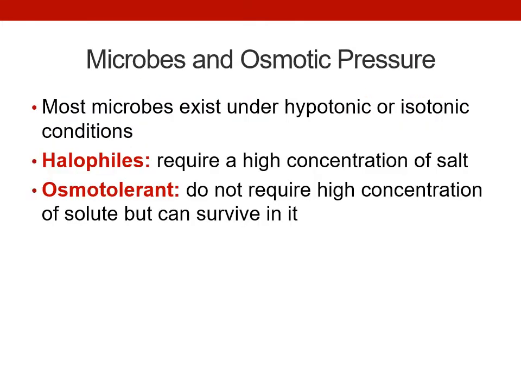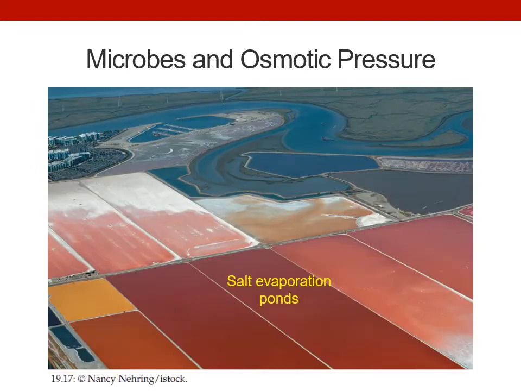Most microbes exist under hypotonic or isotonic conditions, but there are organisms like halophiles that require high concentration of salt, and others that don't require high concentrations of salt, but can tolerate those conditions. Pictured here is an aerial view of salt evaporation ponds. These man-made ponds are filled with organisms, and the types of organisms depend on their tolerance to the level of salt in the pond. The different colors are due to pigments produced by the halophiles.